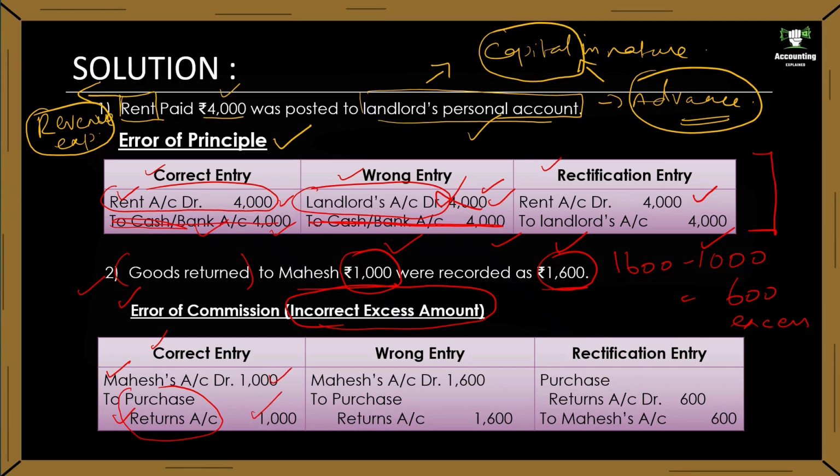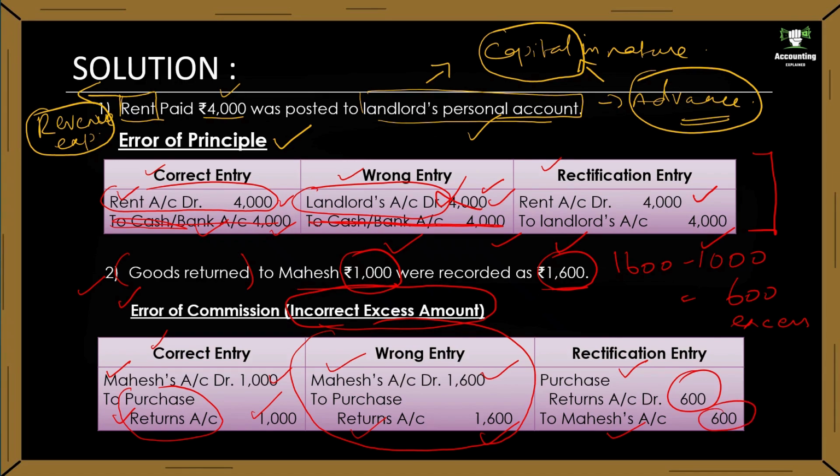Wrong entry is Mahesh account debit 1600 to purchase return 1600. Entry you have written correctly, but you have taken the wrong amount. Okay, here you have to reduce 600. Then your entry will be correct. How will you reduce 600? By reversing the entry. So the reverse entry will be purchase return account debit to Mahesh account 600.